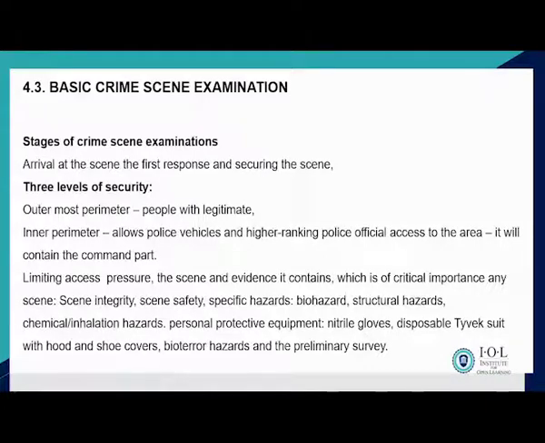Any scene: scene integrity, scene safety, specific hazards, biological hazards, chemical and inhalation hazards, personal protective equipment, nitrile gloves, disposable Tyvek suit with hood and shoe covers, bioterror hazards, and the preliminary survey.